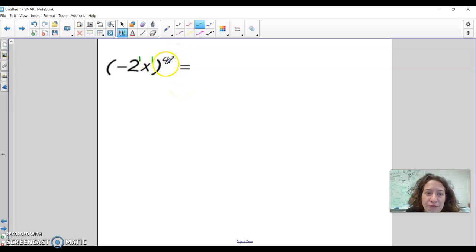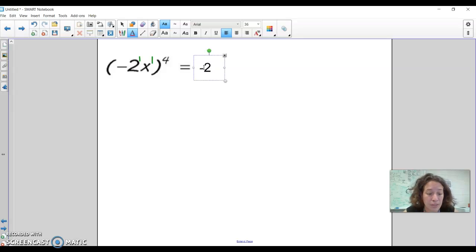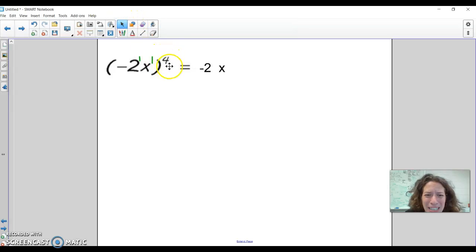So now this 4 can come inside and multiply with the exponents. I'm not going to touch the -2 or the x right now. We're just going to rewrite it: -2 and x, just like that. Remember, this exponent doesn't care about the normal numbers. He doesn't care about the variables. He cares about the exponents. So he's going to leave the -2 and the x alone. Don't even worry about them. Just write them down.